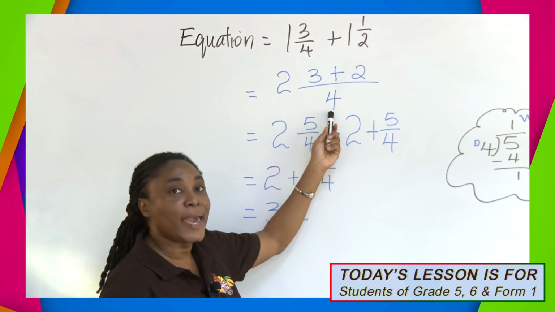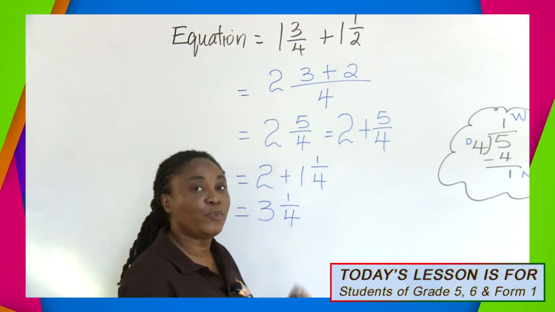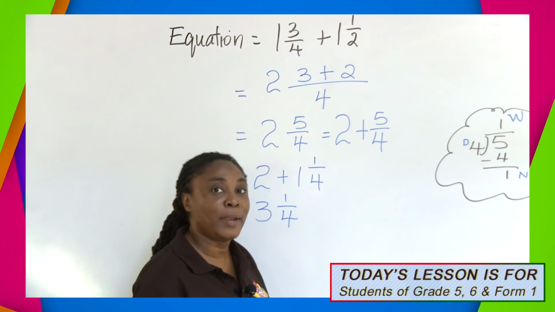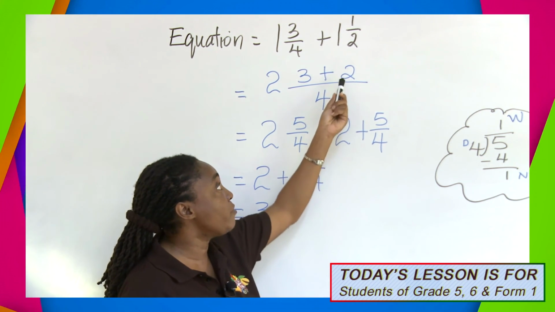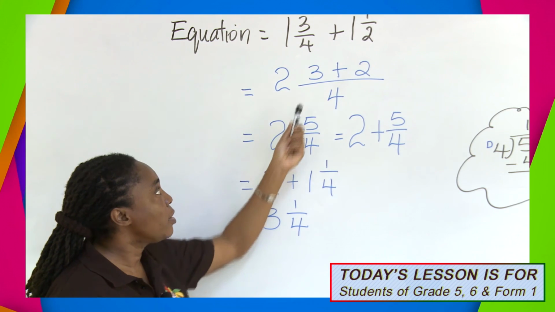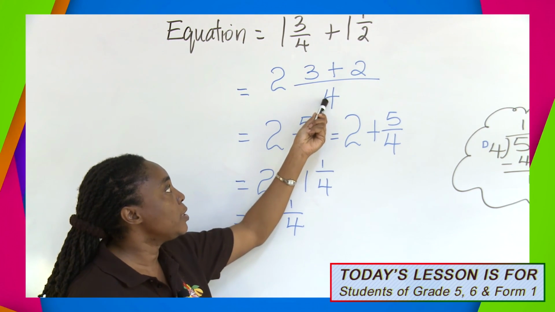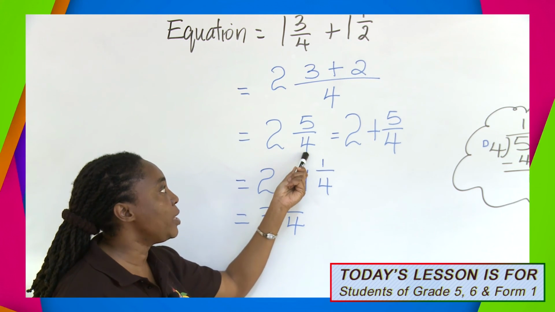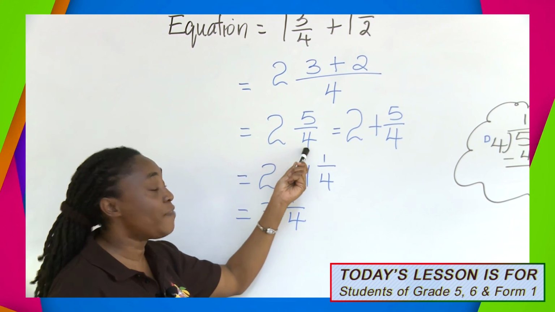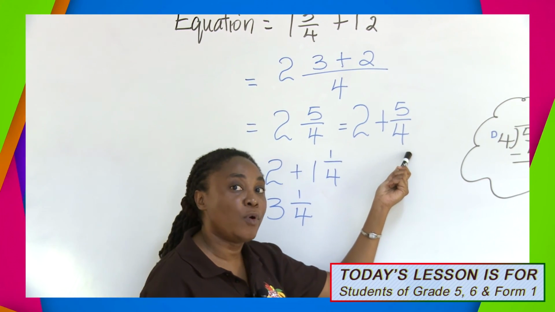We divided our LCM by the denominator of our second fraction. 2 into 4 is 2, and then we multiply that by 1, which gave us 2. We carried our whole number. We added 3 plus 2 is 5, and our LCM is our new denominator. Now this 2 and 5 over 4 is the same as 2 plus 5 over 4.